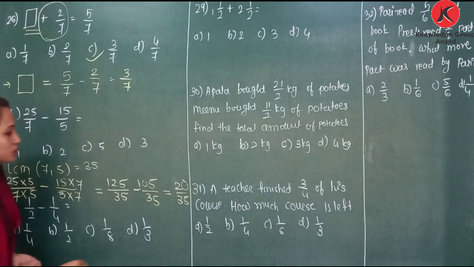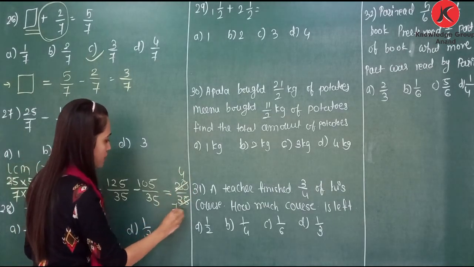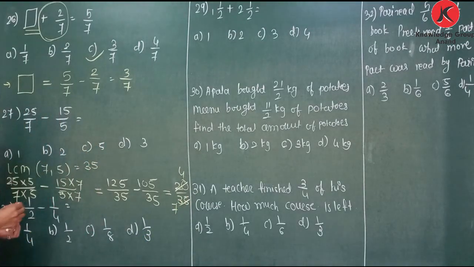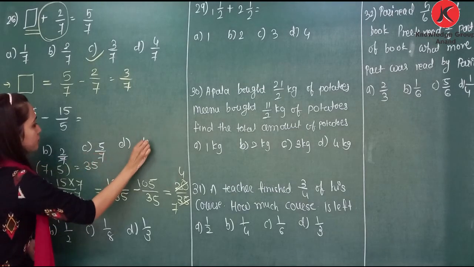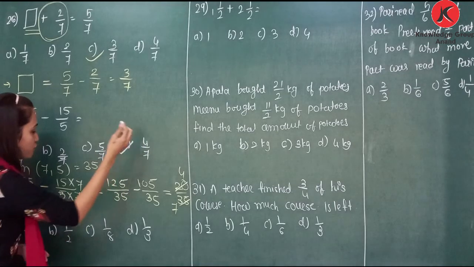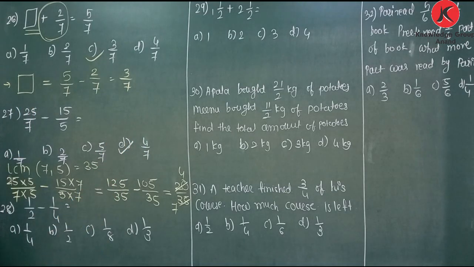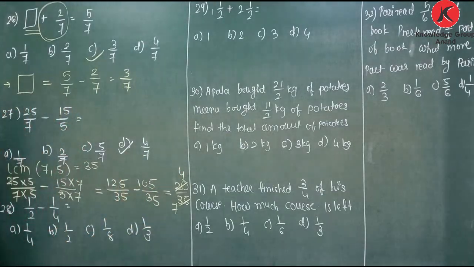Now here, if we consider 4 5s and 7 5s, 4 by 7. So let's change the options. So now our option is 4 by 7. Clear? That is the change in our option. So you can select it as 4 by 7. The answer is option D. Now next one.